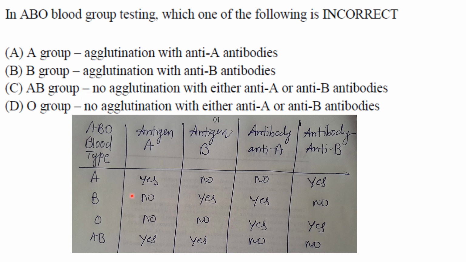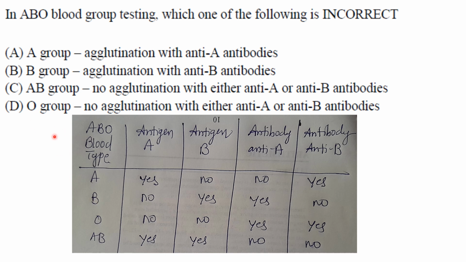AB group. AB group has antigen A and antigen B but it has no anti-A and anti-B antibodies. They have mentioned you have to look for the incorrect statement. So, no agglutination with either anti-A or anti-B antibodies. How can that be? There will be agglutination because AB has both antigen A and antigen B. When you add anti-A or anti-B antibodies, there will be agglutination taking place. So C is not the correct statement.